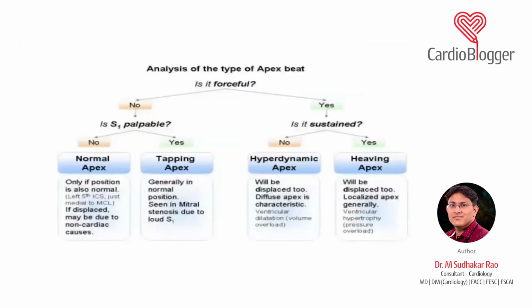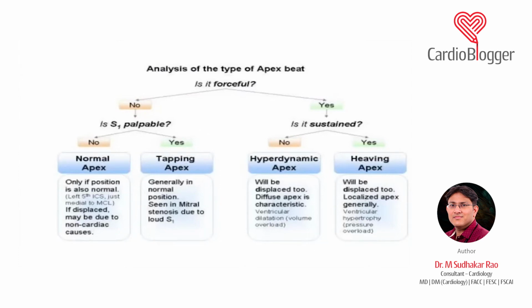Now, to analyze the apex beat, you should see whether it is forceful or not forceful. For a non-forceful apex, you should always see whether there is a loud first heart sound or not. A palpable S1 is a very rare event. Though we know S1, S2, S3, S4 all can be palpable, it is mostly the low pitch sounds like S3 and S4 which are palpable, and P2 can be palpable. A2 and S1 are rarely palpable events. So if S1 is palpable or a loud first heart sound is there, then you have a tapping apex. However, if S1 is not palpable or the first heart sound is not loud, it is a normal apex.